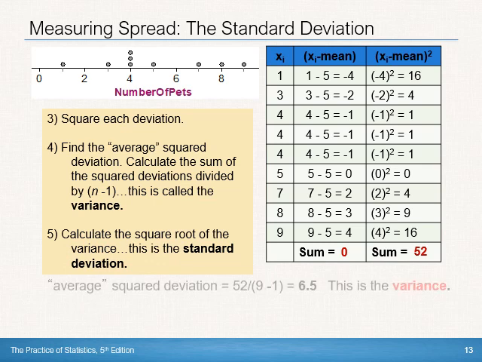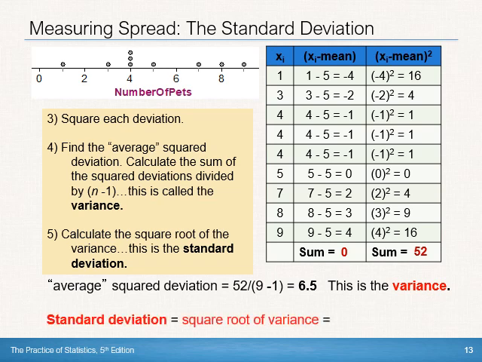So in this example, we add up all the squared deviations. We divide that by n minus 1. So 52 divided by 8, that's 6.5. This value, 6.5, is what we refer to as the variance. Variance itself is a measure of spread, but we then take the square root of the variance, and that gives us our standard deviation. So in this case, the square root of 6.5 is about 2.55.